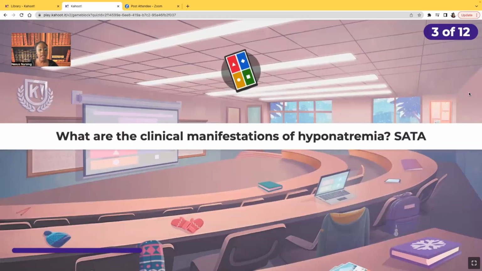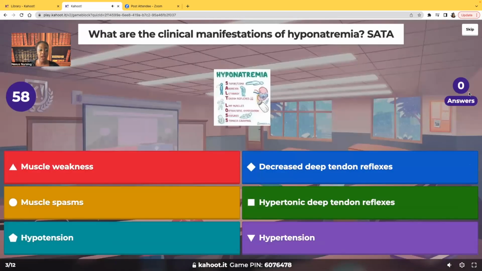Select all that apply. What are the clinical manifestations of hyponatremia? Muscle weakness, decreased deep tendon reflexes, muscle spasms, hypertonic deep tendon reflexes, hypotension, hypertension.